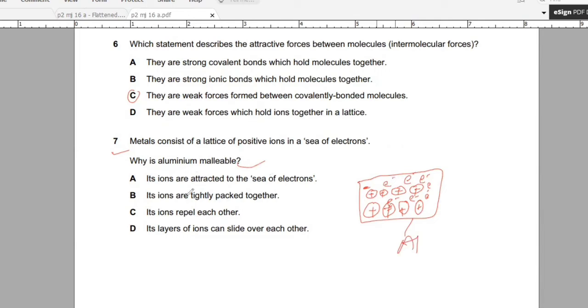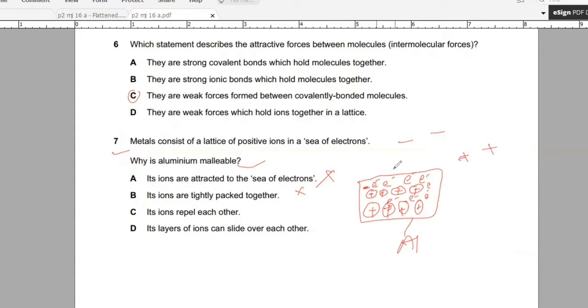So why is aluminum malleable? There are 4 options. Its ions are attracted to the sea of electrons. The electron itself is not a negatively charged ion, so this is not the right option. Its ions are tightly packed together. This is also not the right option. Ions repel each other. Repulsion takes place if they have the same or like charges, negative negative or positive positive. Unlike charges are in the metal, and unlike charges attract. So that was not the right answer.